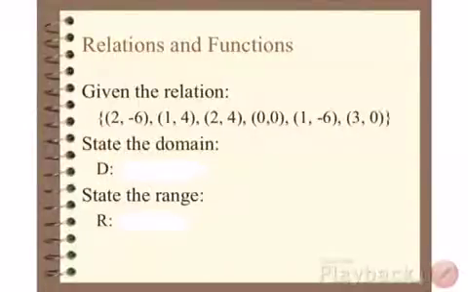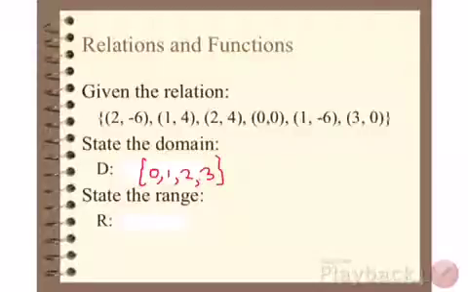So for this example, given the relation (2, -6), (1, 4), (2, 4), (0, 0), (1, -6), (3, 0), I'm going to state the domain. So again, the domain is my x values. So my x values are 2, 1, 2, 0, 1, 3. I'm going to write them and remember not to repeat any. So I've got 0, 1, 2, and 3. I write them as a set with commas between them.